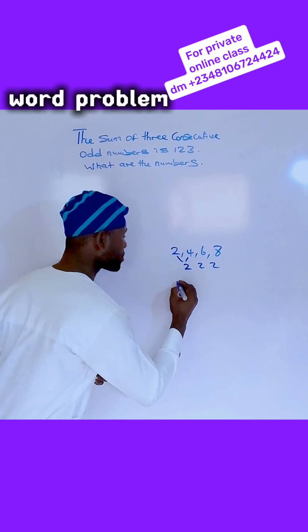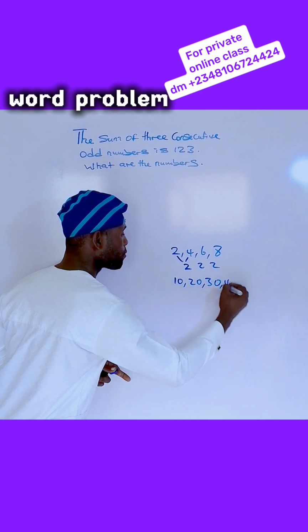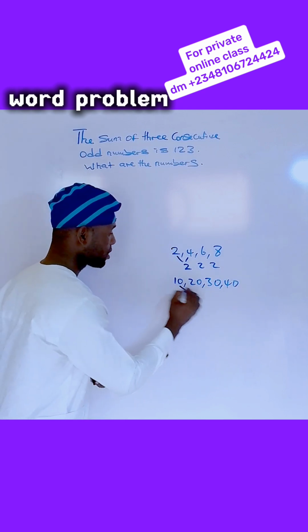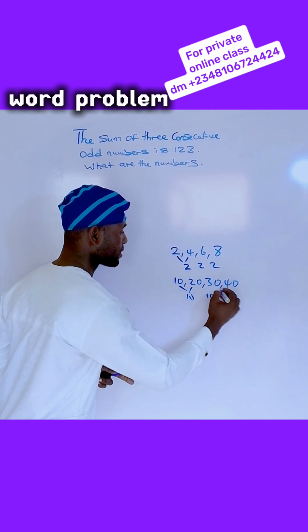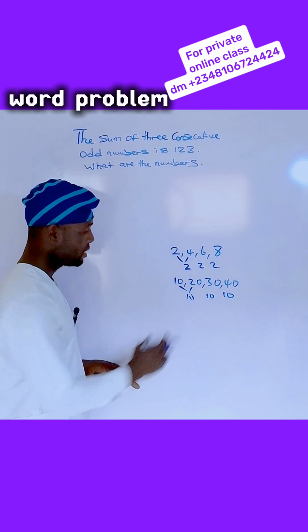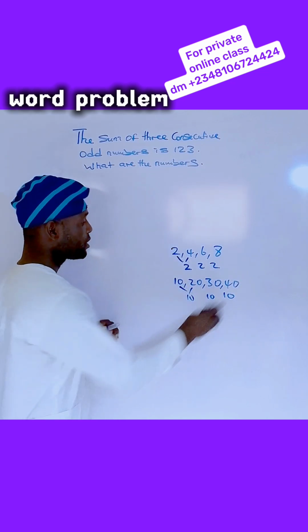We can also have consecutive numbers like this: 10, 20, 30, 40. What do you observe? They have constant difference. Difference between 10 and 20, 10. 20 and 30, 10. 30 and 40, 10. They have constant difference. These numbers are also consecutive numbers.